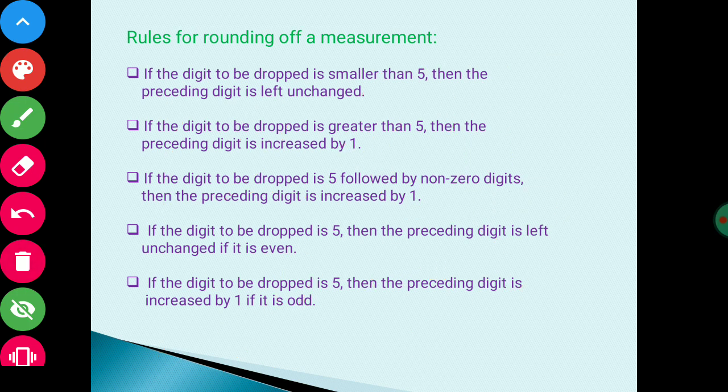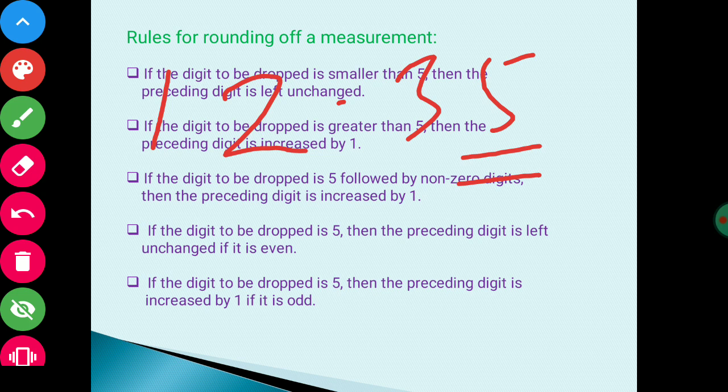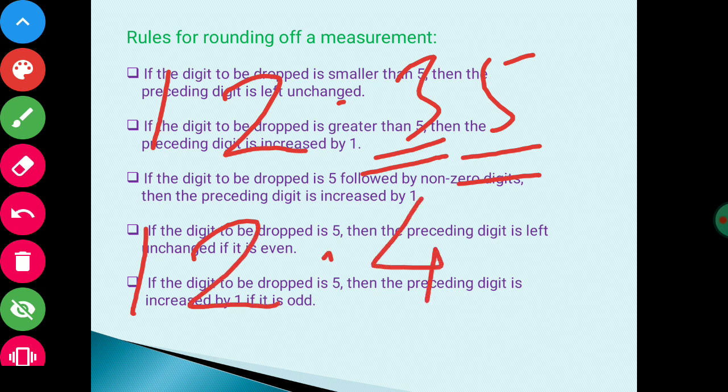So the answer is 12.6. Now next, if the digit to be dropped is 5, again exactly 5, which is not followed by any non-zero digit, then the preceding digit is increased by 1 if it is odd. 12.35. The digit that you want to drop is exactly 5 and the preceding digit is odd, so it is increased by 1. So the answer is 12.4.